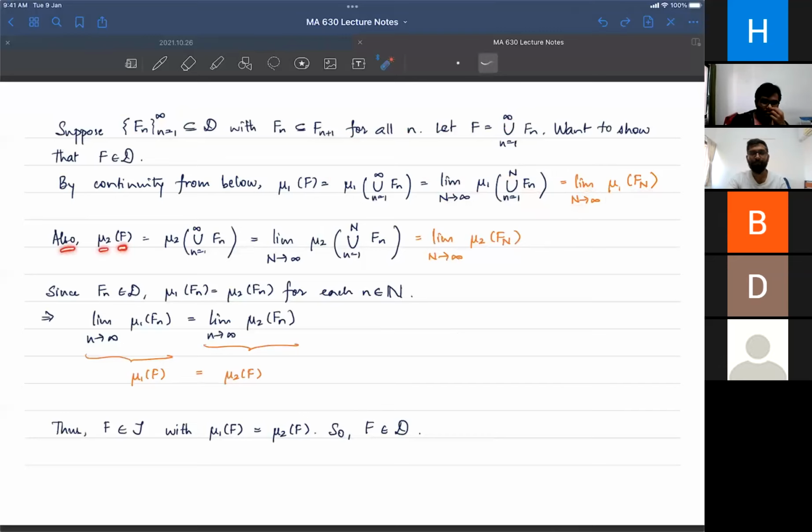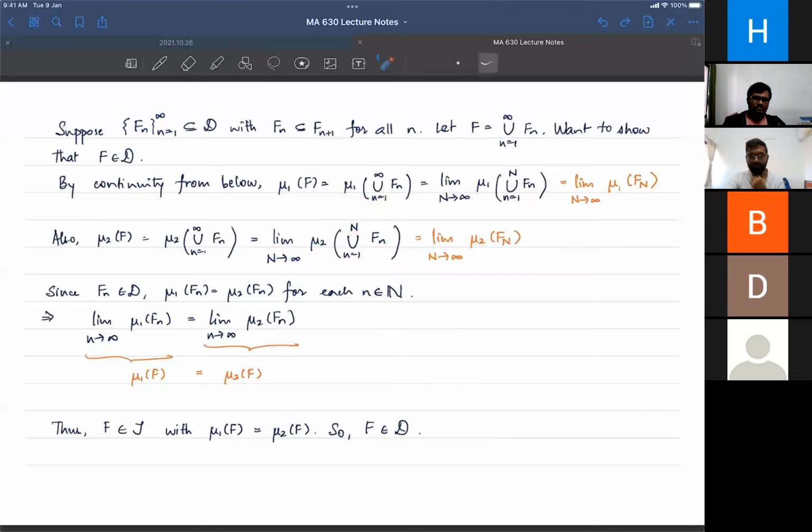Also mu2 of F is mu2 of the union of F_n, n going from 1 to infinity. This is true by definition of what F is. And mu2 of the union, n going from 1 to infinity, of F_n is the limit as n goes to infinity of mu2 of the union, n going from 1 through capital N, of F_n. This is true by continuity from below. And again, the union, n going from 1 to 10, of F_n is just F_10, right? So this is the limit as n goes to infinity of mu2 of F_n.